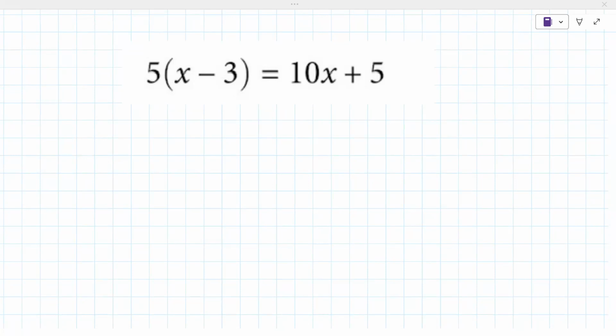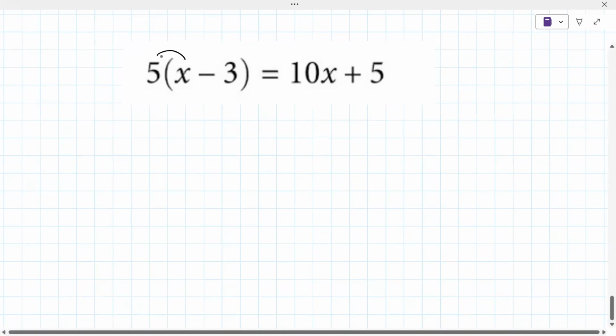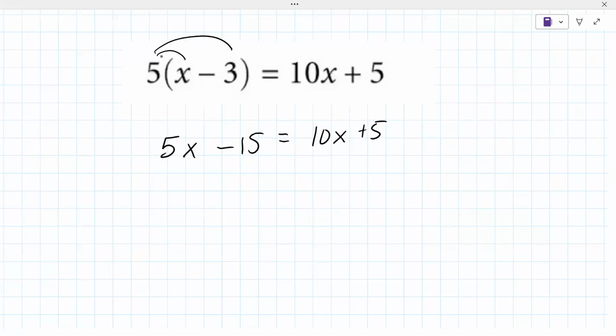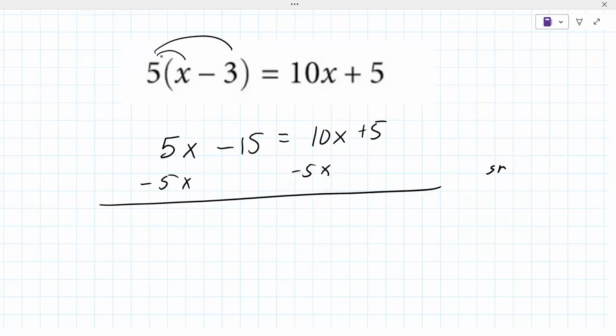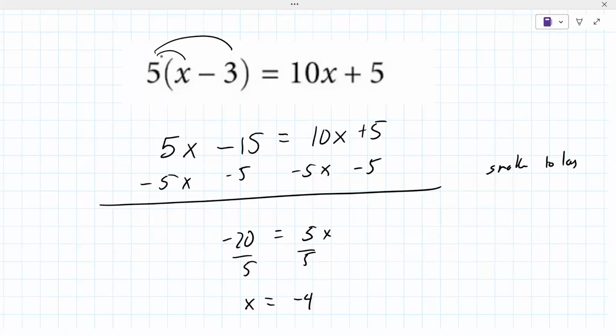I'm realizing now that I don't know why I didn't just try to find x, but yeah, so 5x minus 15, and then. Okay. So now what do you do from here? I would add 15. Okay. I would tell you to deal with the x first. You generally move from the smaller to the larger, and then subtract 5. So you end up getting -20 equals 5x divided by 5. So x equals -4.